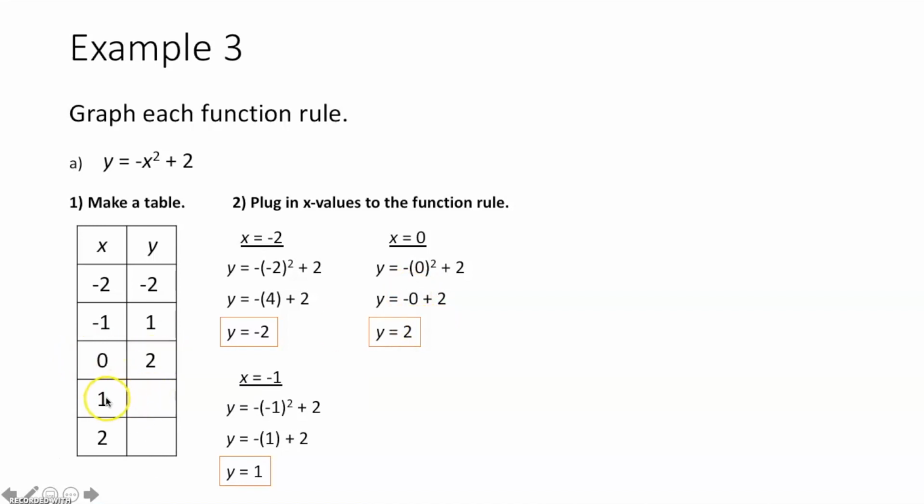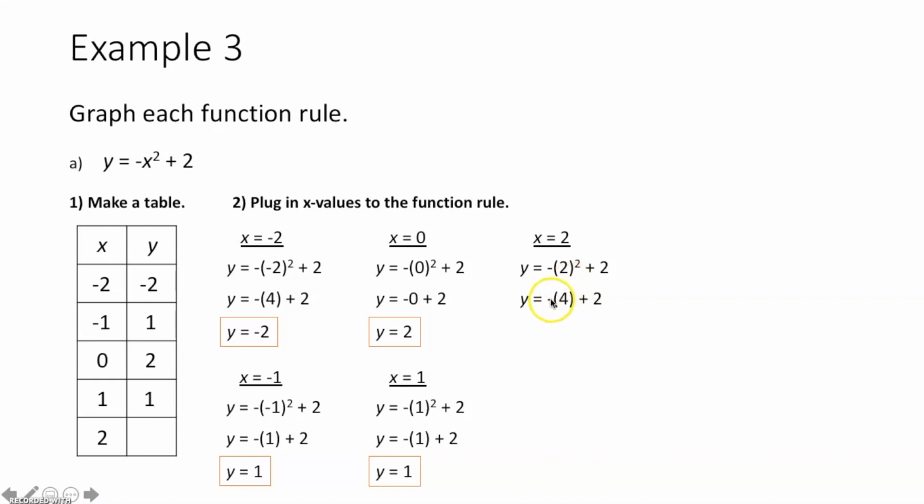What's the y value that goes with x is equal to 1? I take 1, plug it back in my original function rule for x. What's 1 squared? That's 1 times -1 gives you -1 plus 2 gives you +1. So I take that, plug it in here. And then what's the y value that goes with x is equal to 2? I take 2, plug it in my original function rule for x. 2 squared gives me 4, and then 4 times this -1 that's out front is -4 plus 2 gives me -2. So I plug that in here.